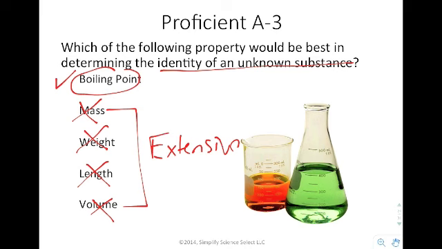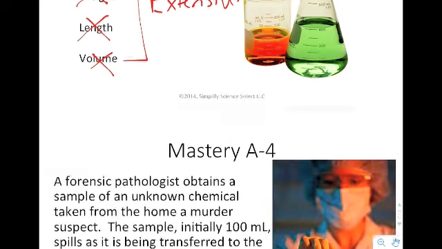If you have 5 clear liquids and one of them boils at 100 degrees Celsius, well, guess what? That one is water. If it doesn't boil at 100 degrees Celsius, well, then it's not water. It could be something different. So intensive properties are useful whenever you're trying to identify an unknown.